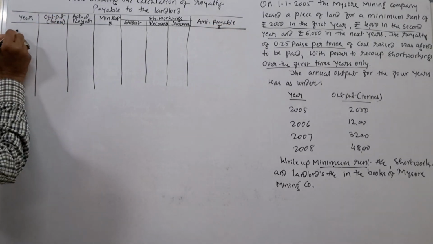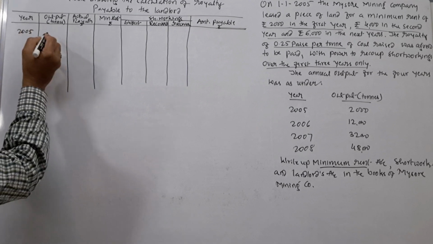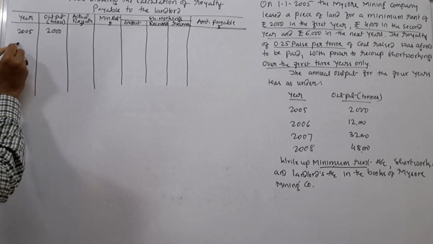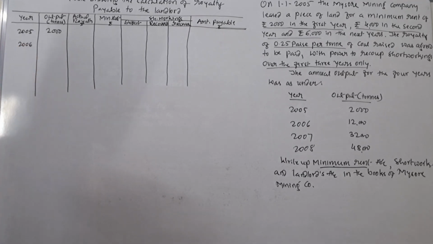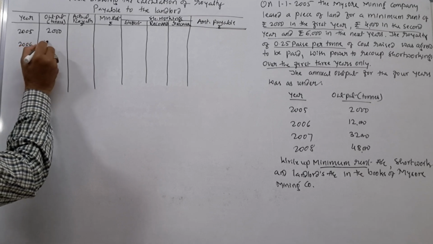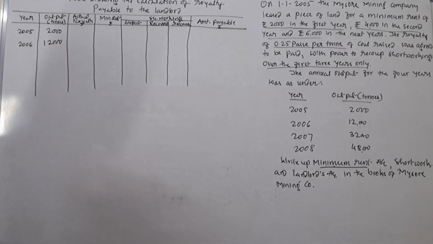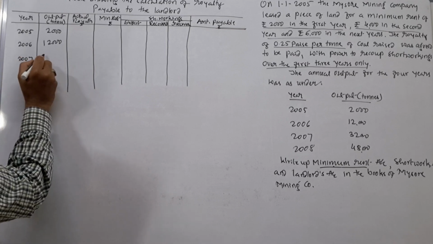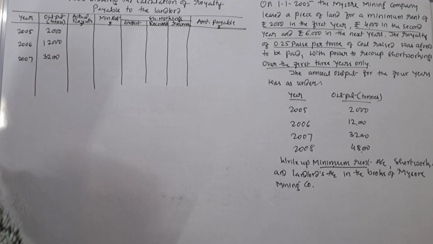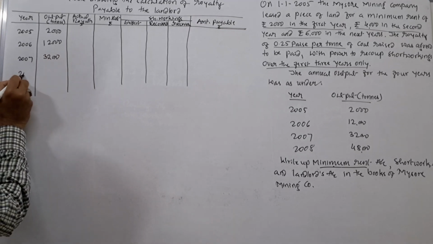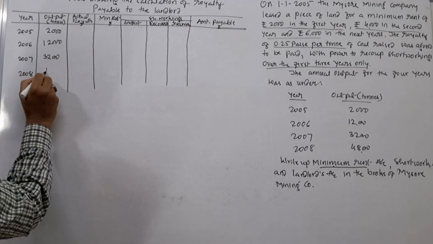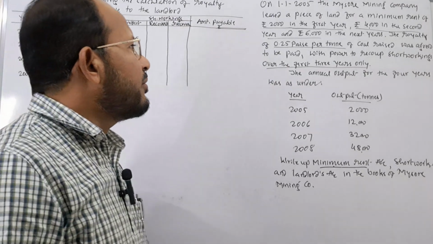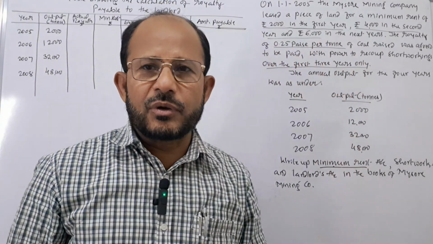Okay, let us write the year 2005. How many units were extracted? 2000 tons. Next one is in the year 2006, 12,000 tons. Next one is in the year 2007, 32,000 tons were extracted. In the year 2008, 48,000 tons were extracted. Now remember, 25 paise per ton is the actual royalty.